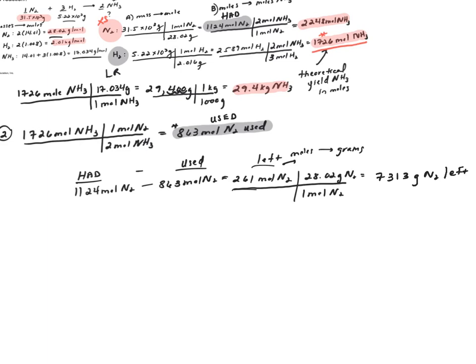Okay, and again, we can compare that to how much we originally had. Initially, we had 31.5 times 10 to the third grams. This is what we had. This is what is left over.